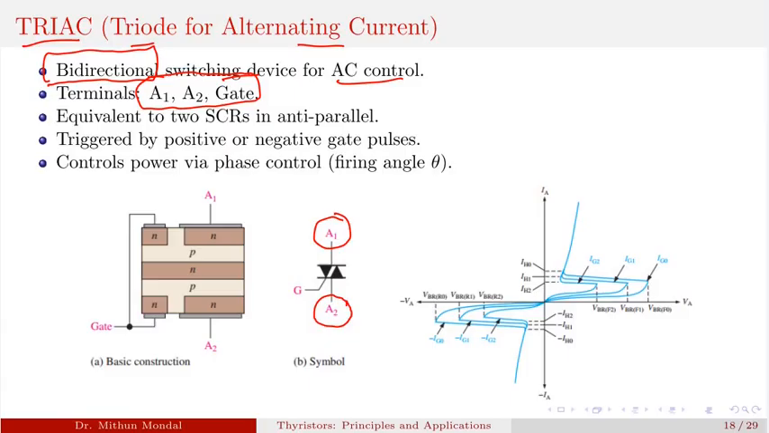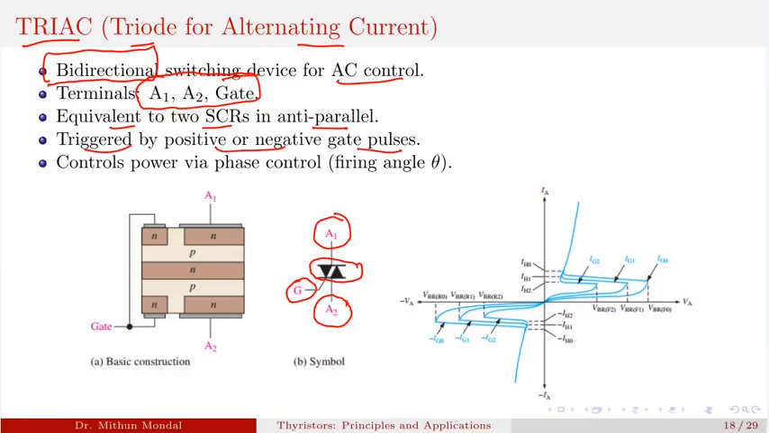This is equivalent to 2 SCRs in anti-parallel. So if you see the equivalent circuit, in SCR we use only one diode representation. Here we use 2 diode representation, and they are connected in anti-parallel, and there is a gate signal. So it is a bidirectional device. The current will flow in both directions. So it is triggered by positive or negative gate pulse.